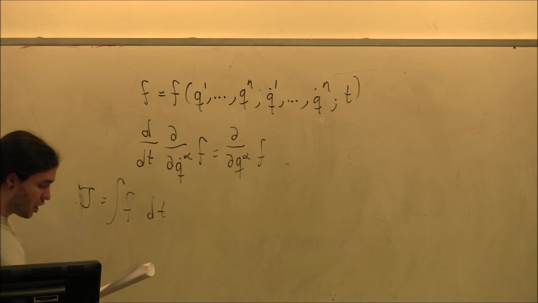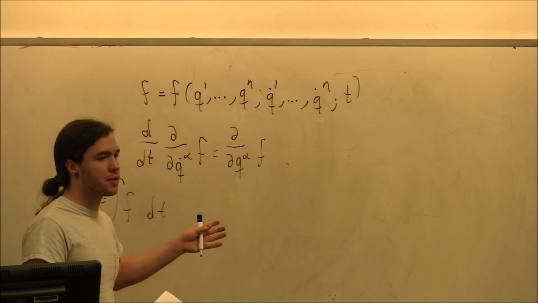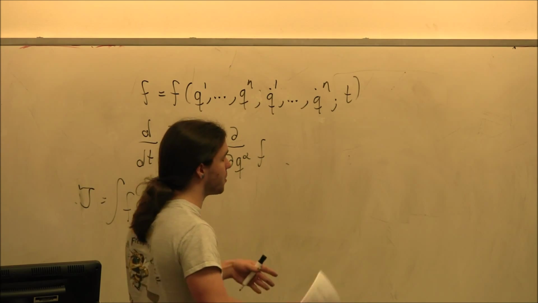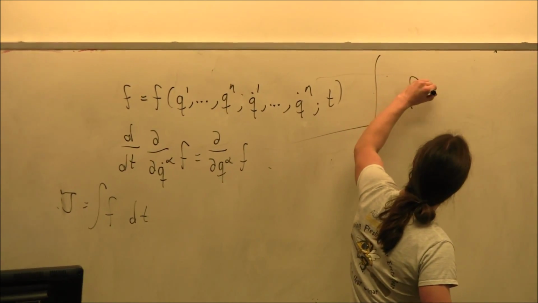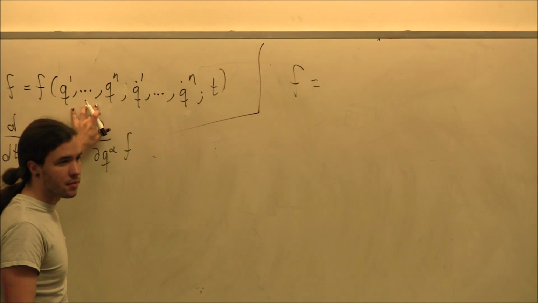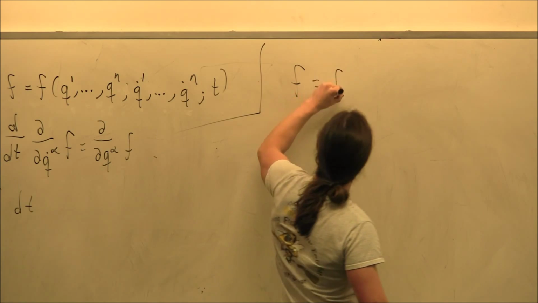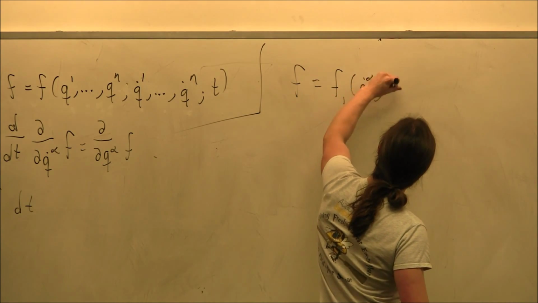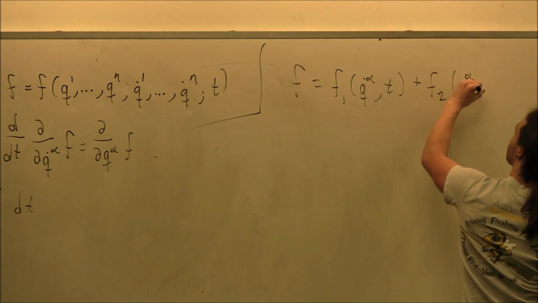So let's have some fun then. I figured this out while writing the lecture, which I thought was really badass because I didn't know this was even a property of what I'm going to show you, but you'll see. It's some cool stuff. So let's assume that f can be broken up into two parts. One part is only dependent on the velocities and time, and the other part is only dependent on the positions in time. So what we've got is f1, which is a function of the q dots, and f2, which is a function only of the coordinates.